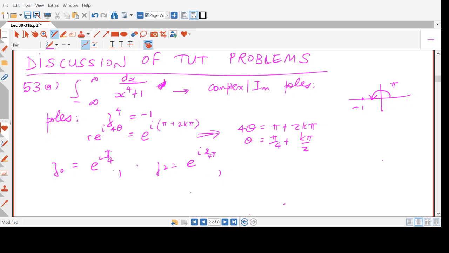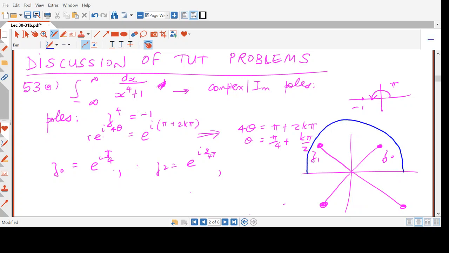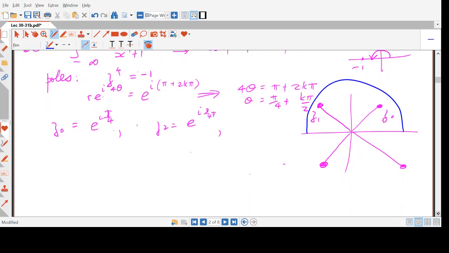Z2 and Z3 you should realize are not relevant because when you plot these here, Z0 makes an angle of 1/4 pi, it's there. Z1 is 3/4 pi, it will be there. Z2 and Z3 will be on the other side. These are irrelevant. When we throw a contour around these, we are only going to be covering the top half. Those are the only two that are relevant.